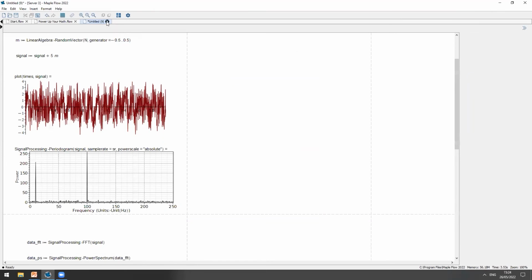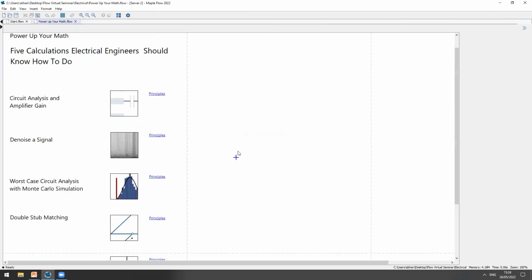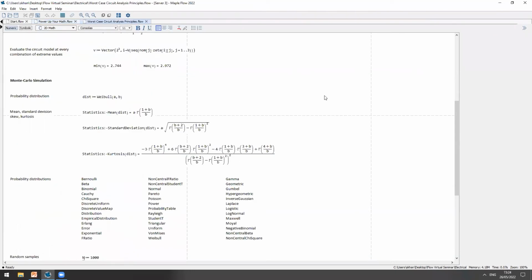Let's close this down and let's talk about worst case circuit analysis. You can actually implement several techniques for worst case circuit analysis in MapleFlow. These include extreme value analysis, Monte Carlo simulation, sensitivity analysis, optimization, and root sum square analysis. Let's talk about some principles first. I think we'll talk about extreme value analysis and Monte Carlo simulation.